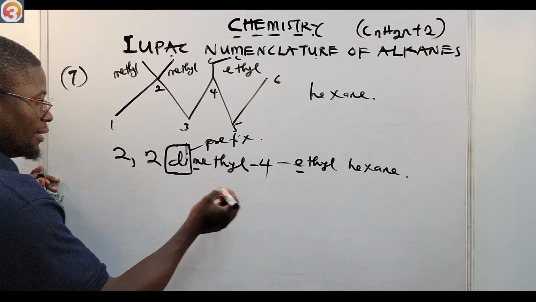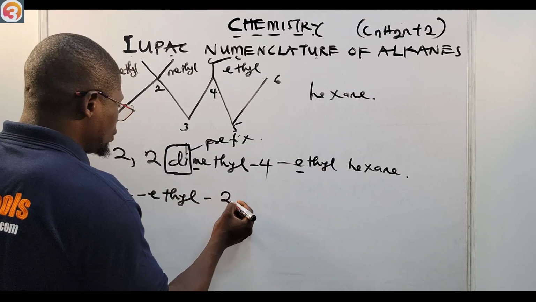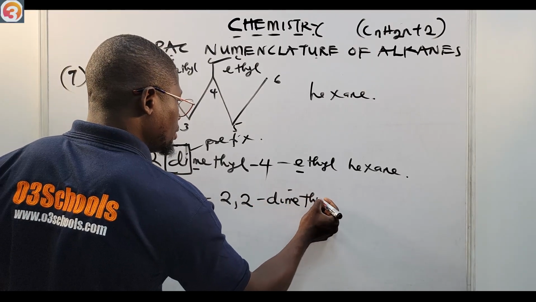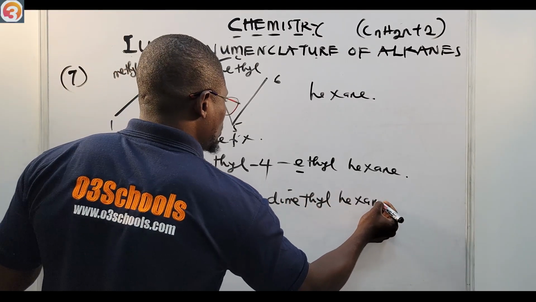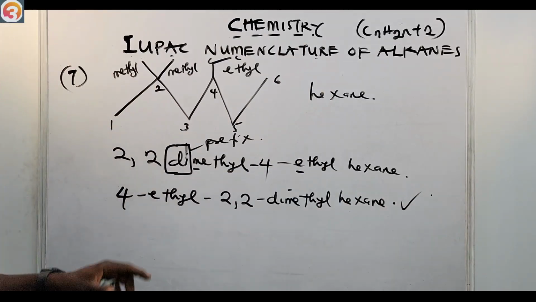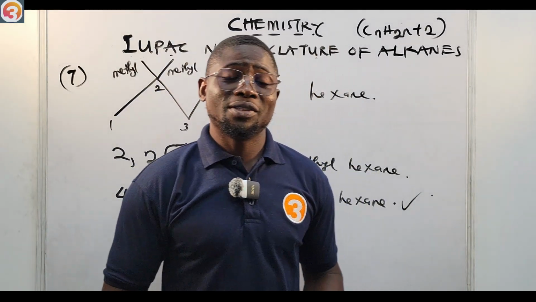I'm going to have 4 ethyl, then 2, 2 dimethyl hexane. So this will be the correct name for this compound. All right. So I'm sure with this knowledge, there's no compound you cannot name.